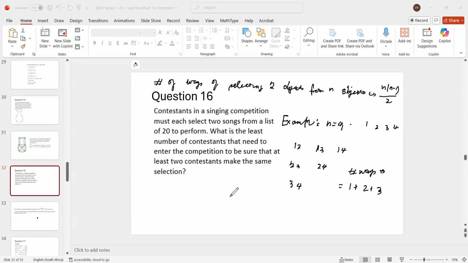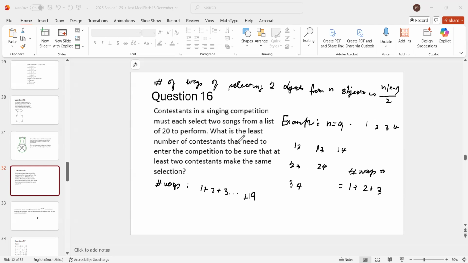So if you've got n objects, here you've got 20 songs to choose from. So it will be 1 plus 2 plus 3 up to, when n was 4, you landed up with 3. So with 20, you end up with 19. All right, so that's the number of ways in which you can choose two songs.